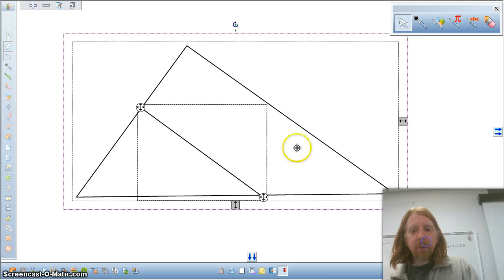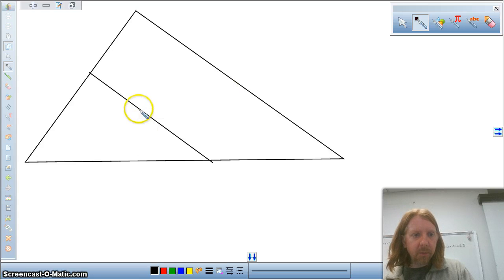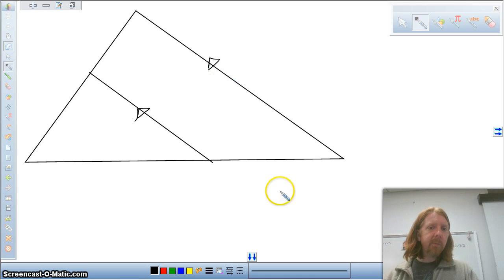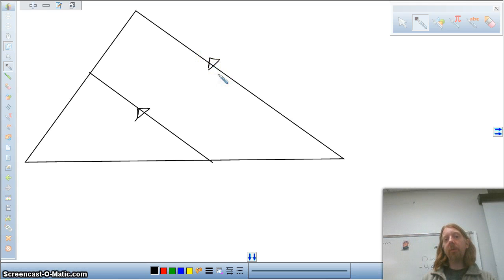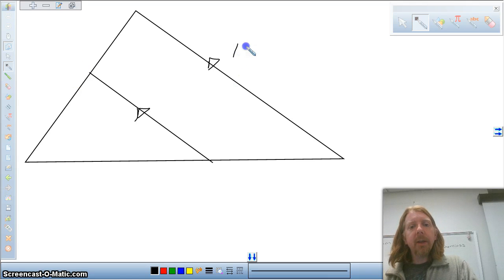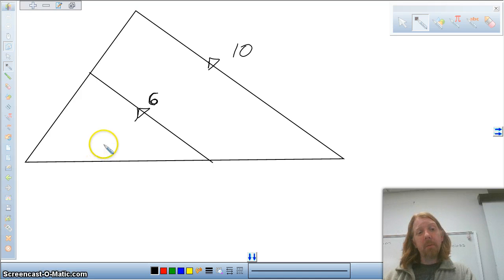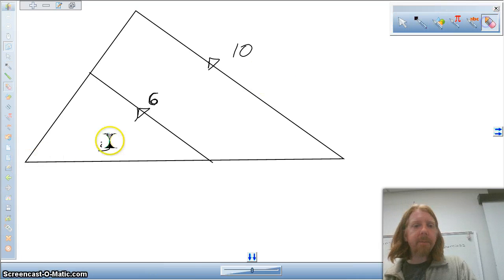Let's move everybody over a little bit so we have some room to work. Now in this case, I'm going to give to you that these sides are parallel to each other. Now from what we've talked about in previous units, that tells me quite a bit already about the picture I'm looking at. Let's say this over here is going to be 10. And we'll say this over here is going to be 6. And let's say this here is, let's not do 5. Let's do 4.